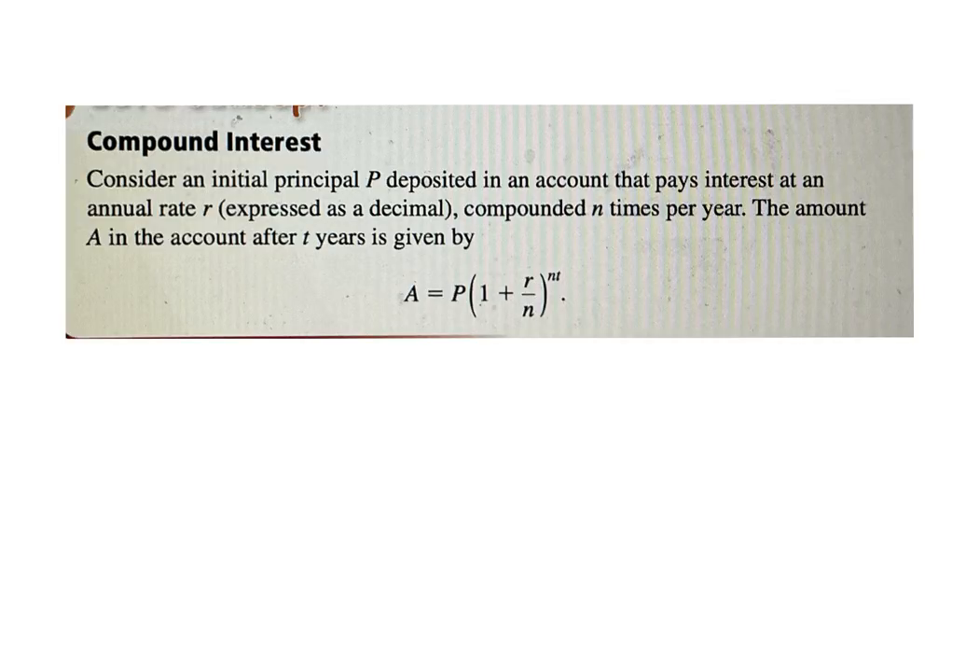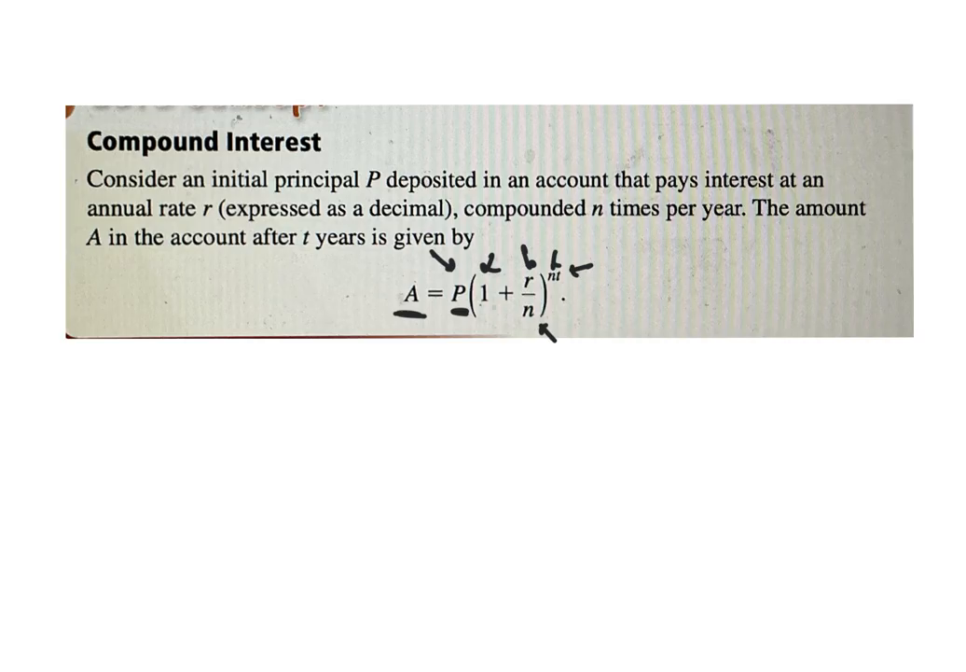Compound interest works like this. A means final amount, P is principal. The P means the amount of money that you start with. The 1 just keeps the principal in place. R stands for interest rate. T right there is for time. N is the thing everyone misses. N is how many times a year your interest is compounded.